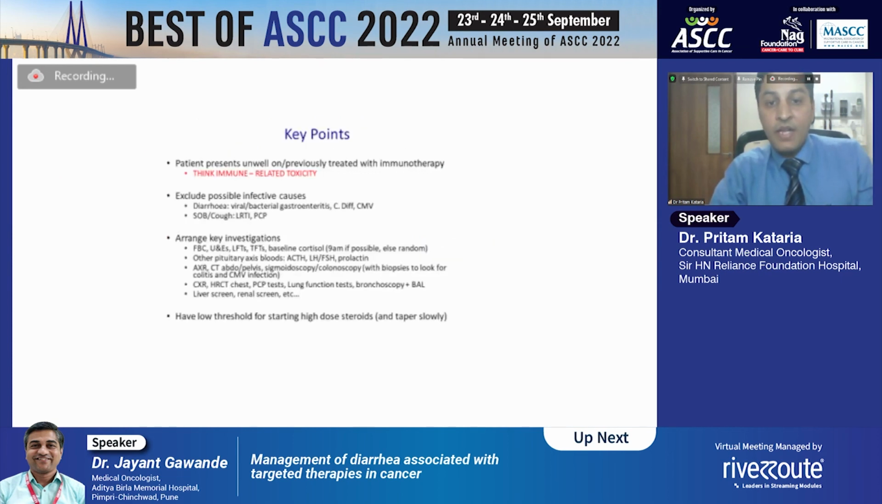Patient presenting unwell or previously treated with immunotherapy, think immune-related toxicities. We should rule out other possible causes. We should be doing ancillary tests to support our diagnosis, and we should have a low threshold for starting high-dose steroids and taper them off as required.